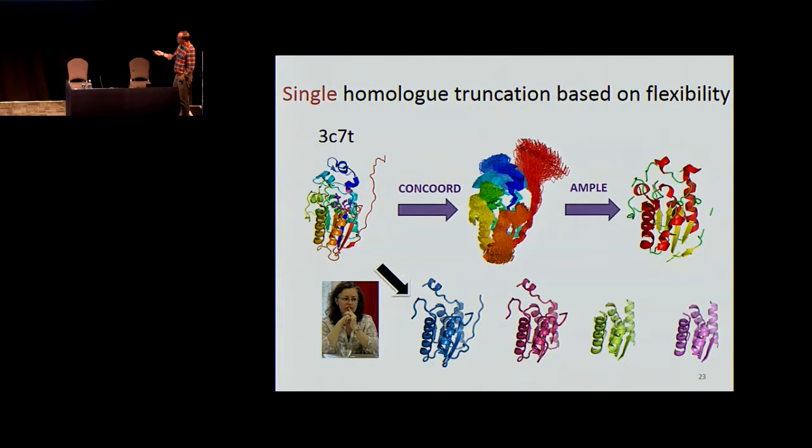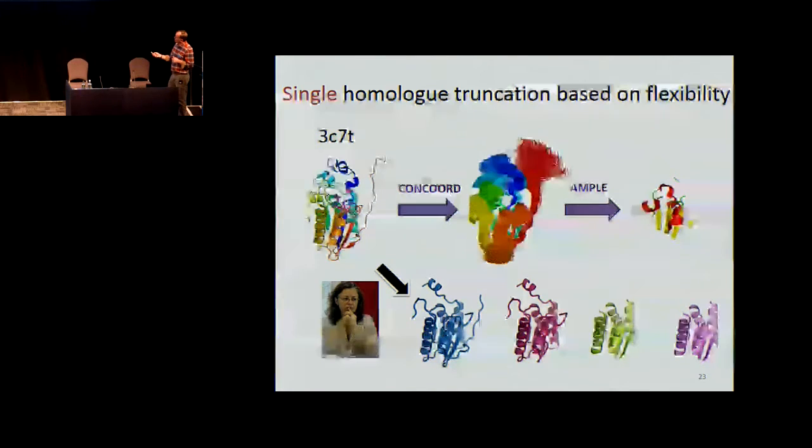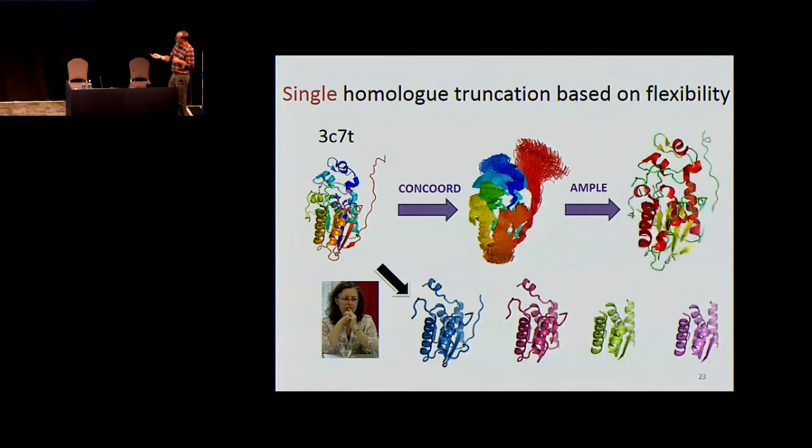So like I say, we know that flexible regions are more evolutionarily divergent. We can see the flexibility using this program Concord. Concord, just to give you an idea, will look at information in this starting structure, for example, distances between residues, and will then use distance geometry methods to produce an ensemble of structures that satisfy that information.